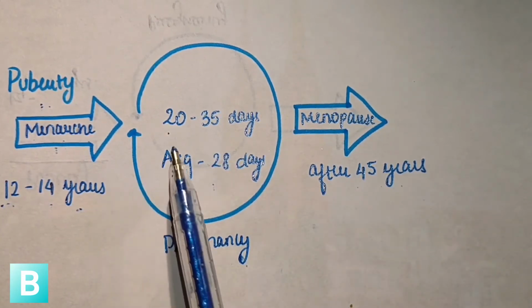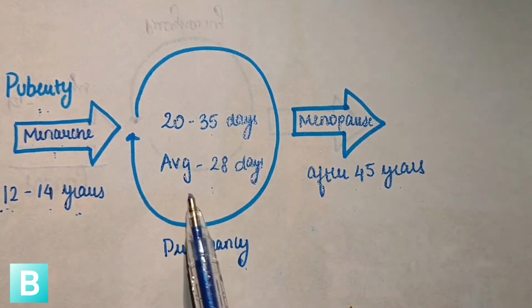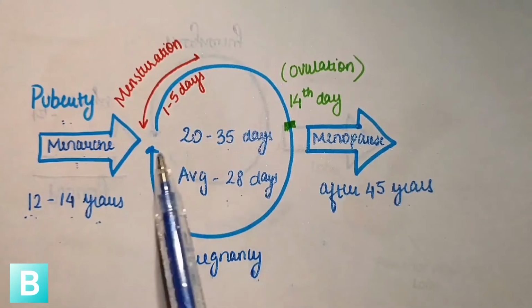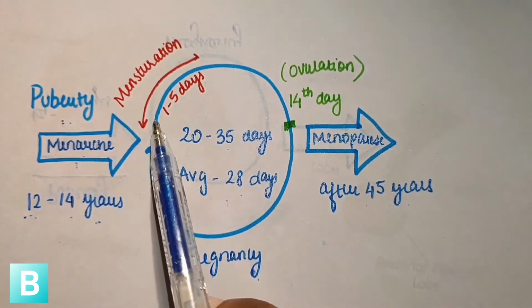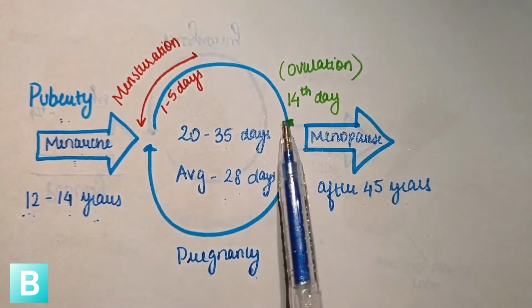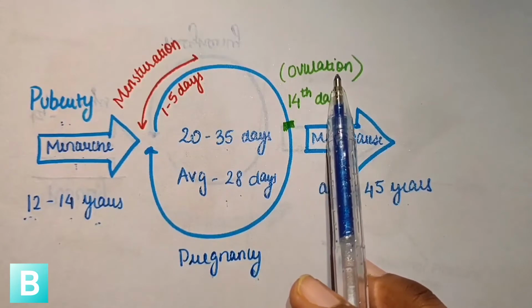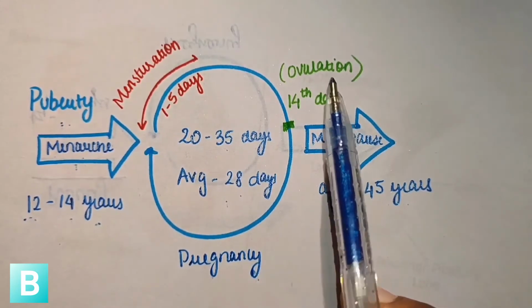The monthly menstrual cycle can vary between 20 to 35 days, but on average it is 28 days. Of the total 28-day cycle, days 1 to 5 are termed as menstruation, while the 14th day is termed as ovulation. This is when the ovule is released from the ovary. We will look into that a bit later.